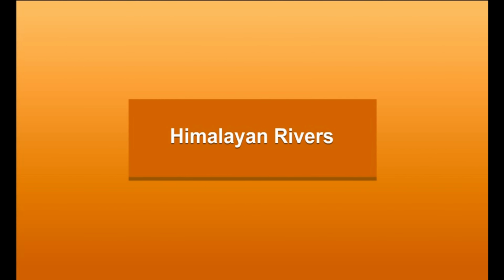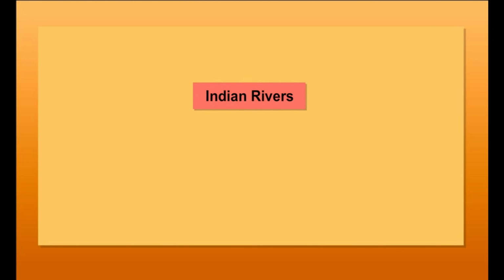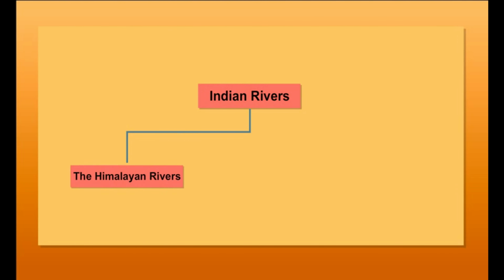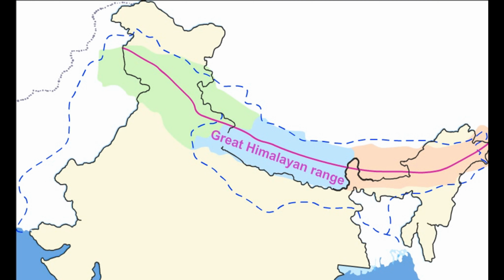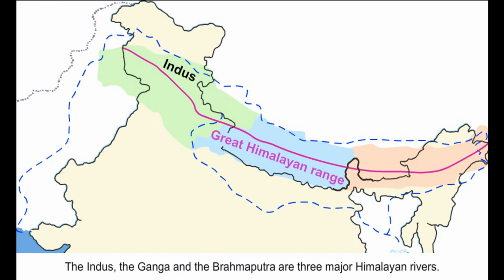Himalayan rivers. The Indian rivers are divided into 2 major groups. 1. The Himalayan rivers. 2. The peninsular rivers. Himalayan rivers. The Indus, the Ganga, and the Brahmaputra are 3 major Himalayan rivers. They are perennial in nature.